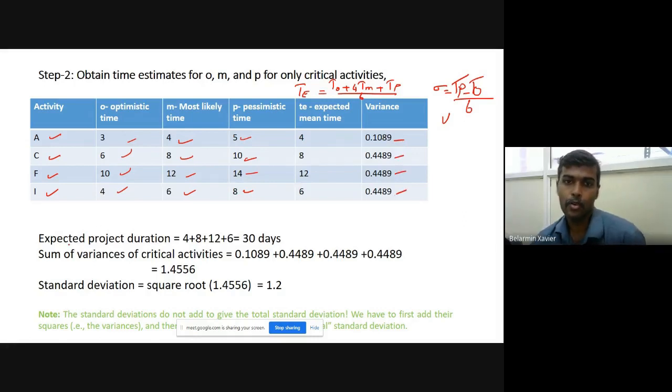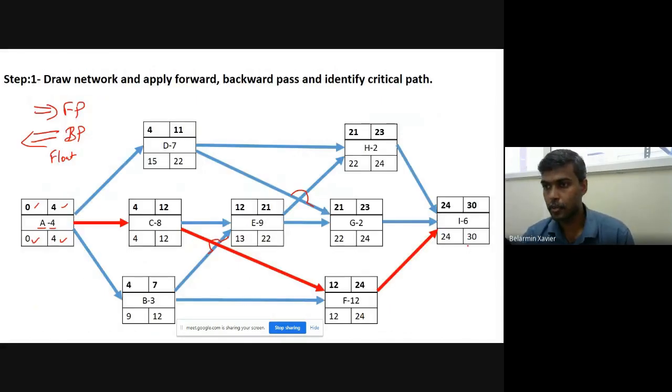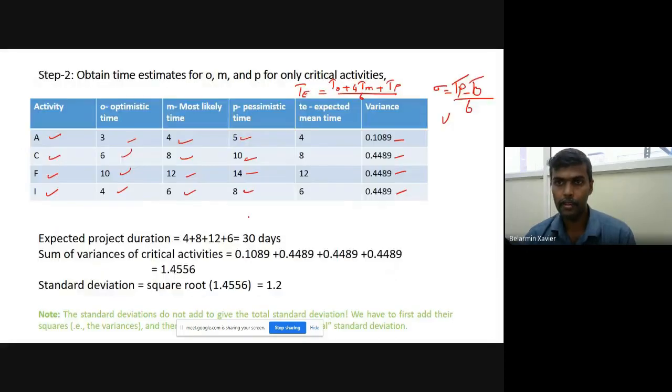So the expected project duration, we know that the total duration is 30. We obtained here as 30. So the expected project duration, that is 4 plus 8 plus 12 plus 6, is equal to 30, and the sum of variance for the critical activities are this. You have to sum up all these variance.